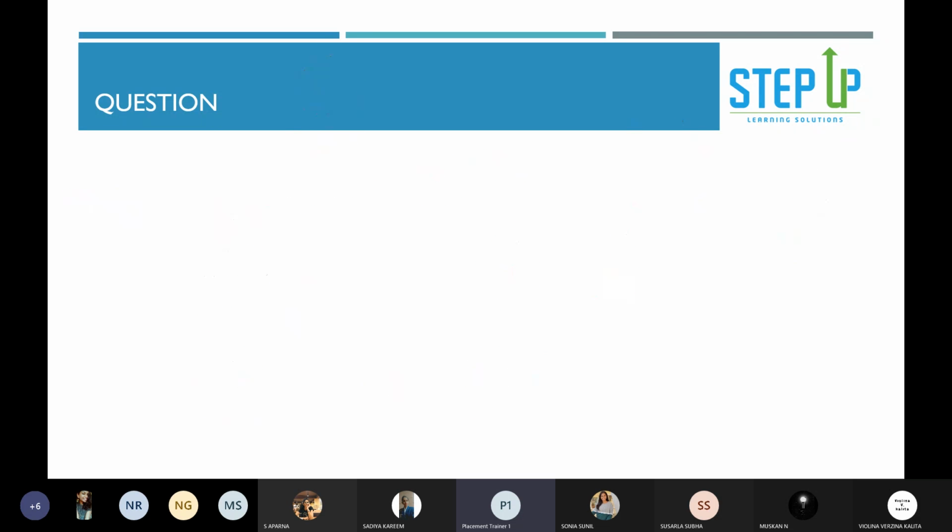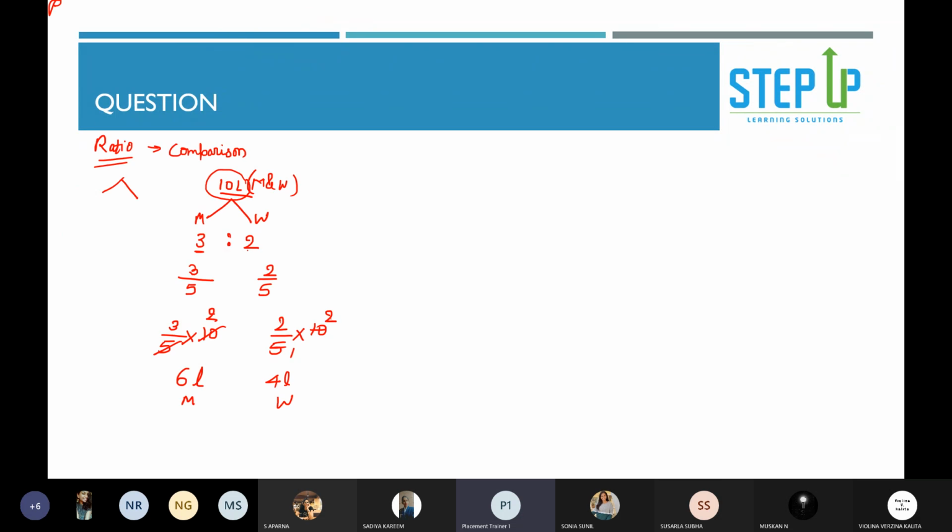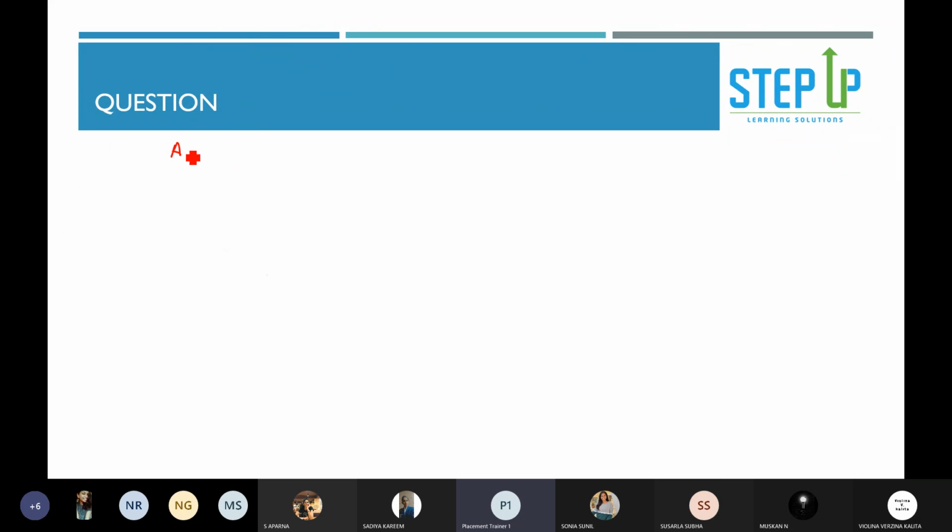Let me go back to the blank slide somewhere. So let's say there is some ratio given to us. A is to B is 2 is to 3 and B is to C is given as 4 is to 3. We need to calculate A is to B is to C, right? A is to B is given and B is to C is given. So what do you think? What is common between them? B. B is common, right?